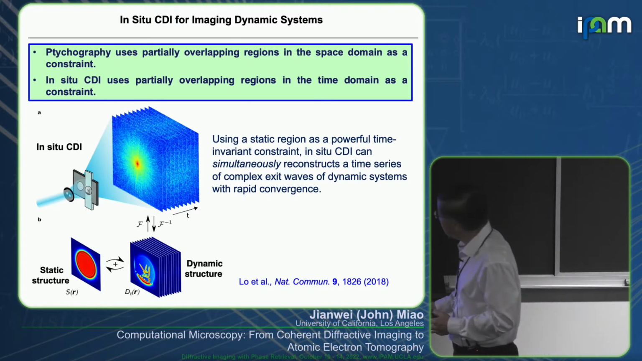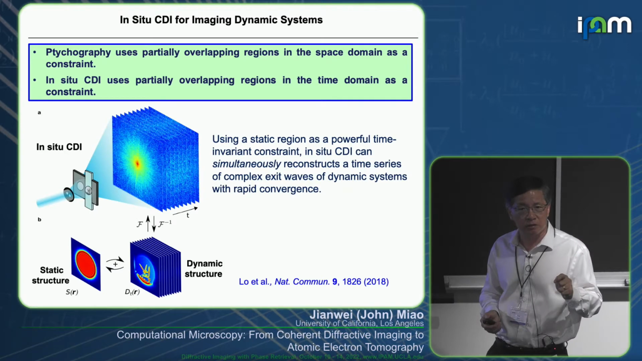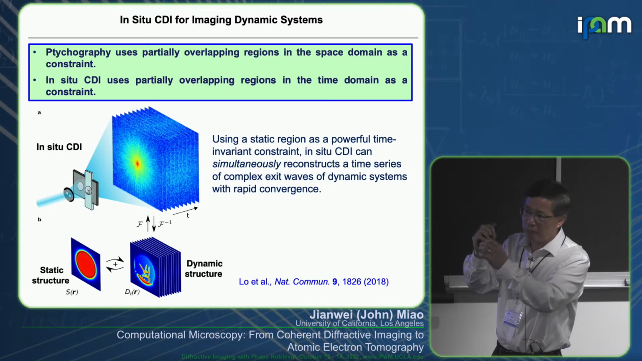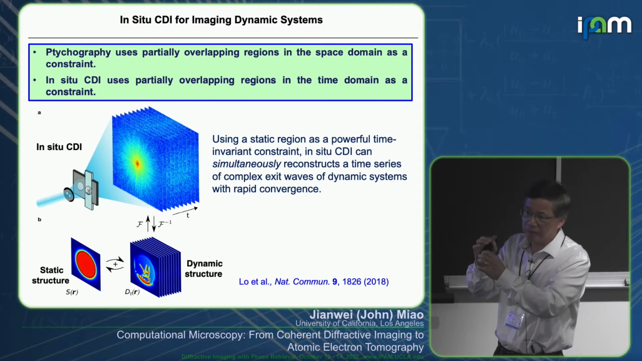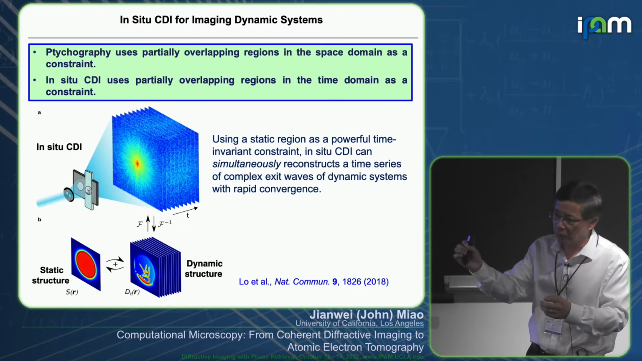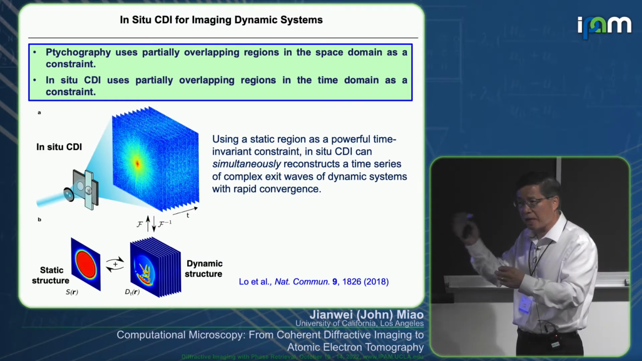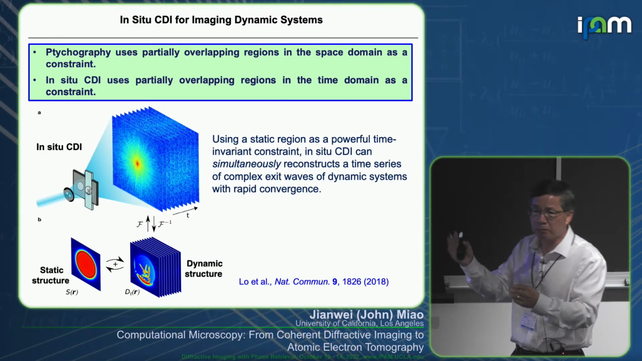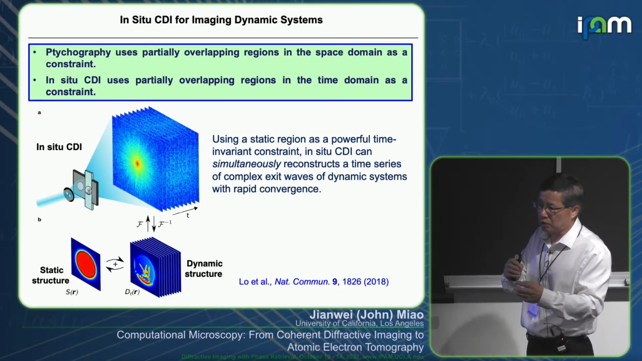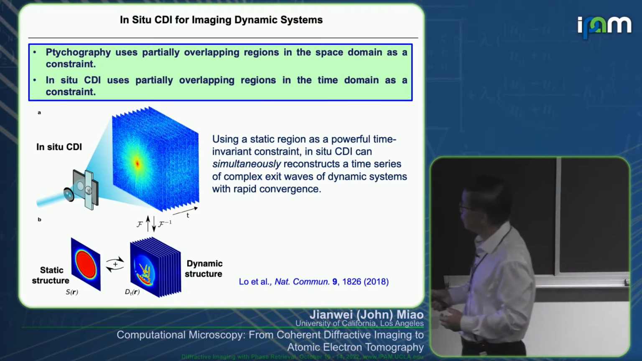So in 2018, we developed in situ CDI. So what's the difference between ptychography and in situ CDI? In ptychography, you scan the beam relative to the sample, with overlap each time, creating redundancy. In all this phase retrieval, you compare the unknown variables and the number of equations. The intensity gives a nonlinear equation, but you measure more equations than unknown variables, so in principle it can be solved by an iterative algorithm.